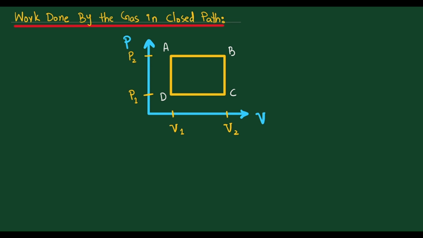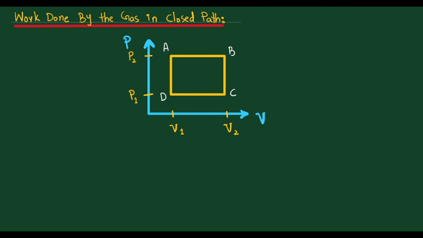Hello everyone. In this video, we will discuss the work done by the gas in a closed path, and we will calculate the difference between moving this closed path clockwise or anti-clockwise. Let's begin. We have a closed path from A to B, B to C, C to D, and D to A. On the x-axis we have plotted the volume, and on the y-axis the pressure.